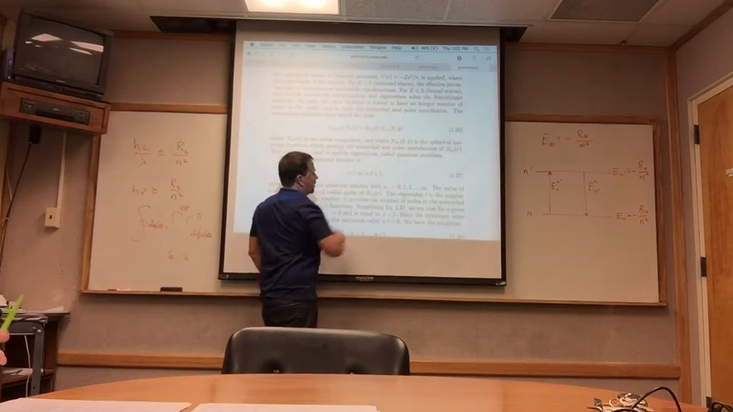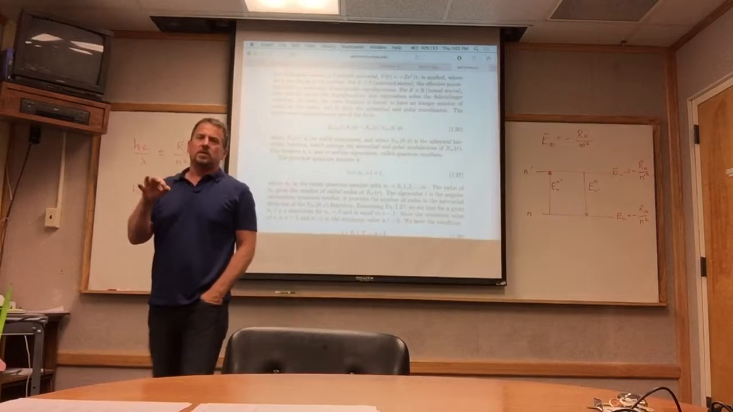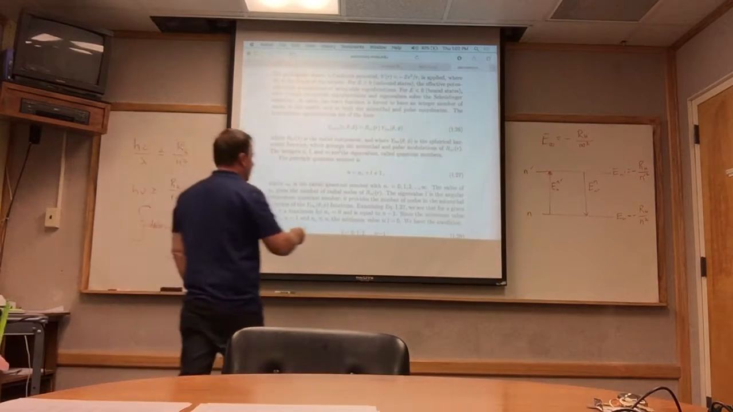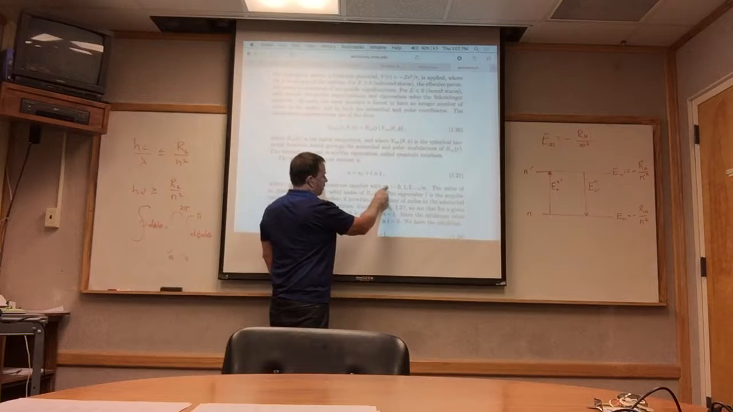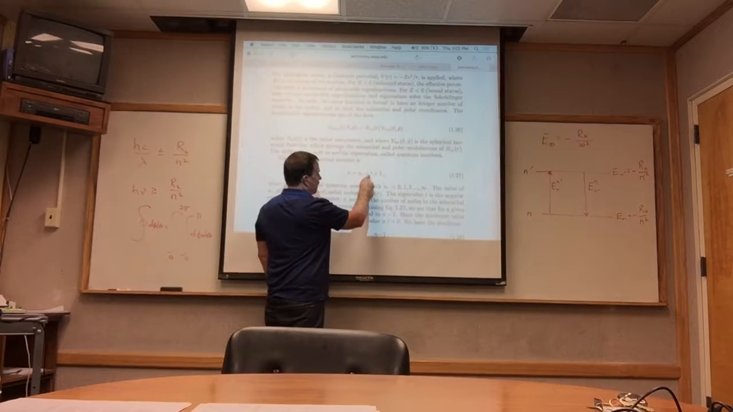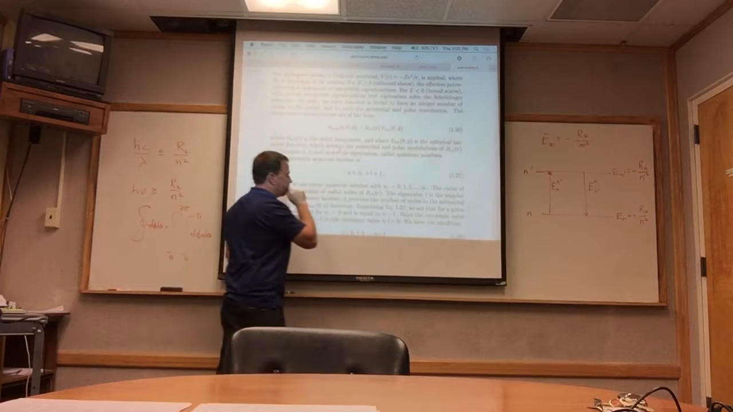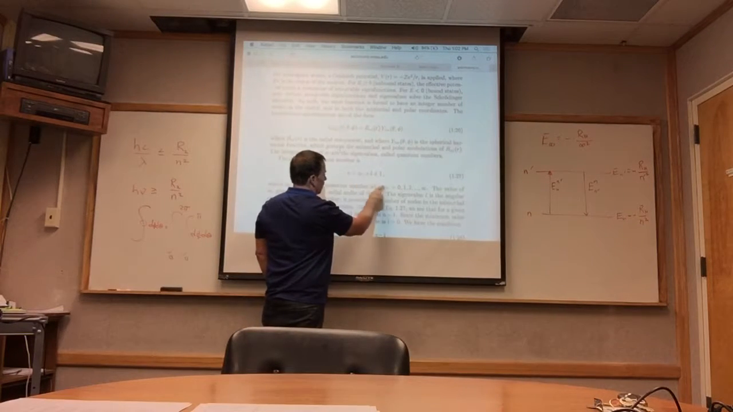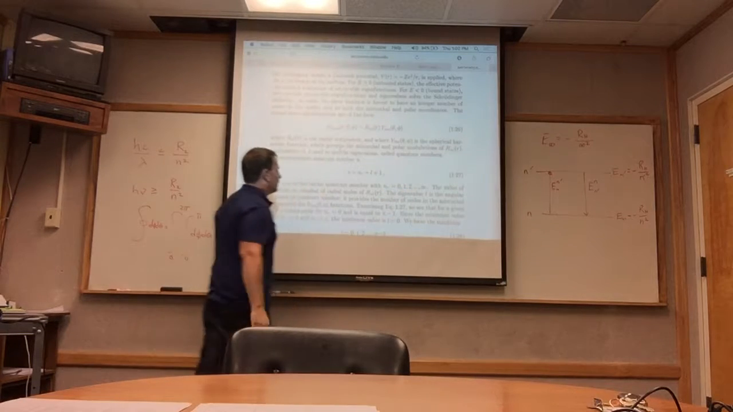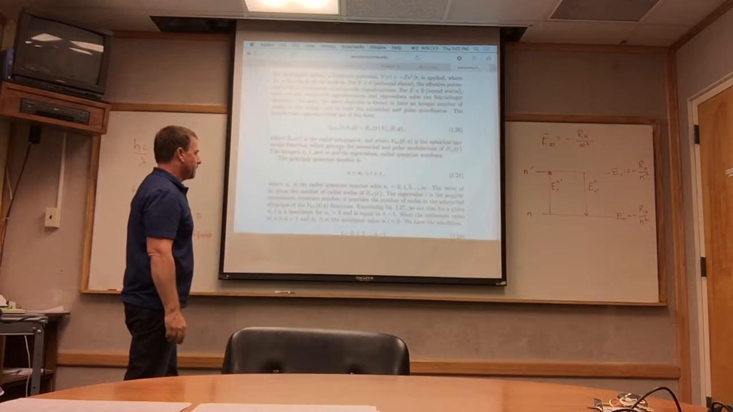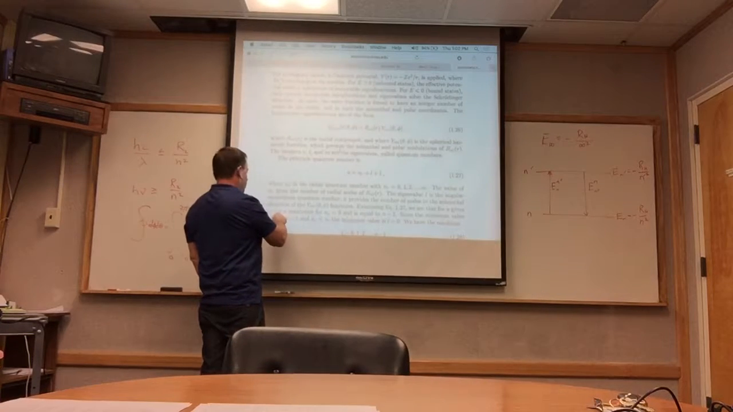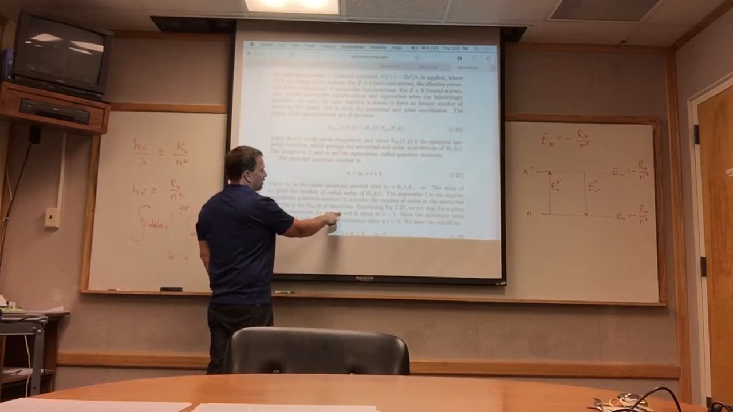N sub r is a quantum number that we really never use. We always use n as the principal quantum number, but that's actually equal to the radial quantum number plus L plus 1. Okay? And n sub r itself can go from 0 to infinity. All right? So we know that L is a maximum when n sub r equals 0.